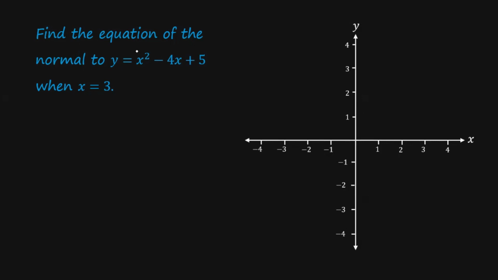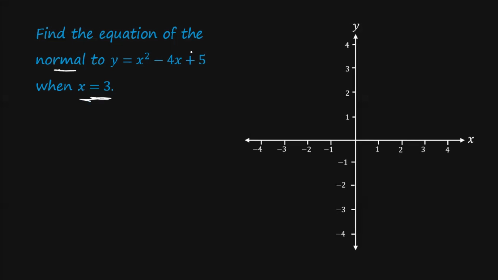So in today's video, we're going to look at finding the equation of a normal. And if you don't know what a normal is, don't worry. I'm going to go through what a normal is, and we'll find the equation of a normal to this curve, y equals x squared minus 4x plus 5. And we're going to do it at a particular point, so when x equals 3.